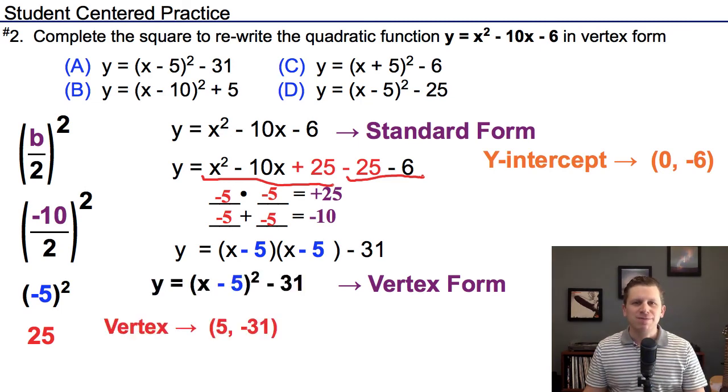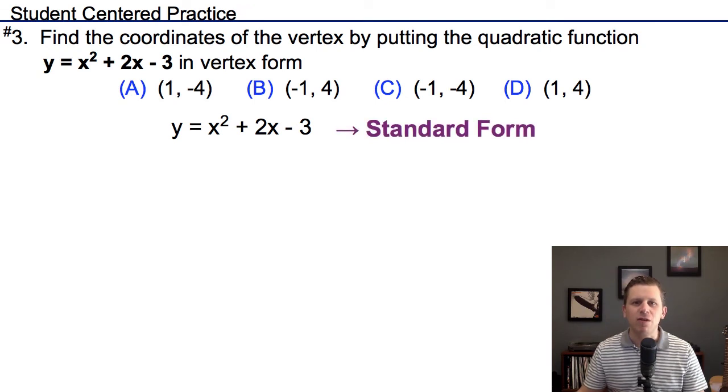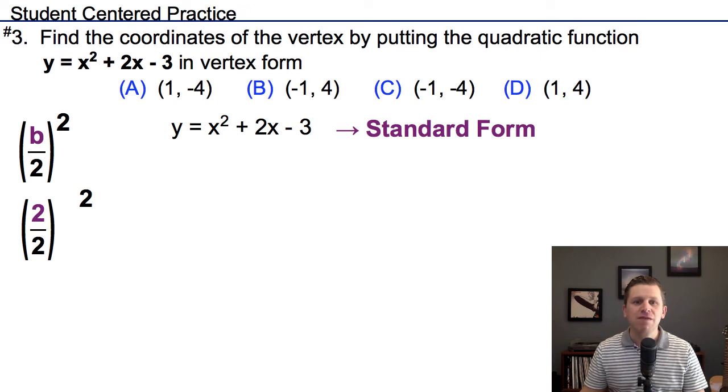Let's try another example. In this problem here, find the coordinates of the vertex by putting the quadratic function into vertex form. If we rewrite the function here, we can see that this is written in standard form. In order to put this into vertex form, we need to complete the square by taking half of the b value and squaring it. The b value is 2, half of 2 will be 1, and 1 squared will also be 1. 1 is the value that can create a perfect square trinomial from our original function.